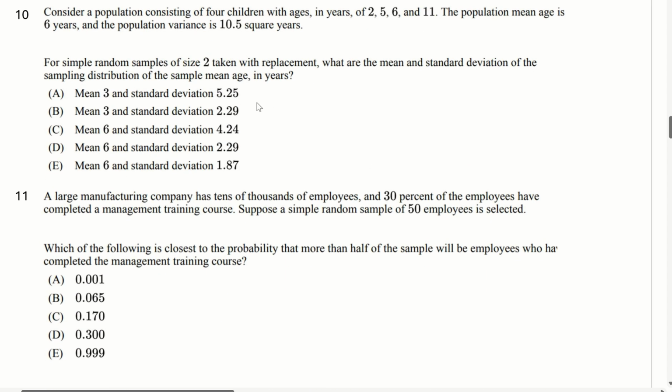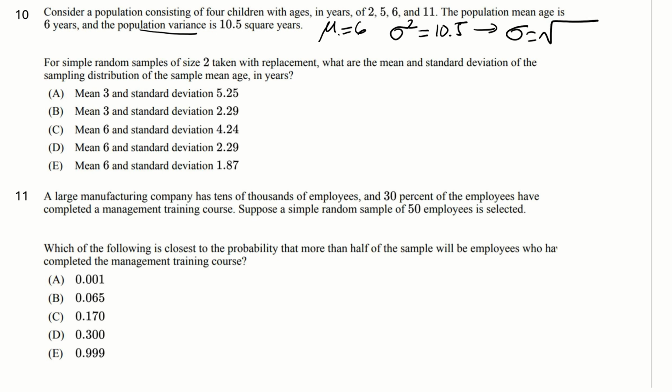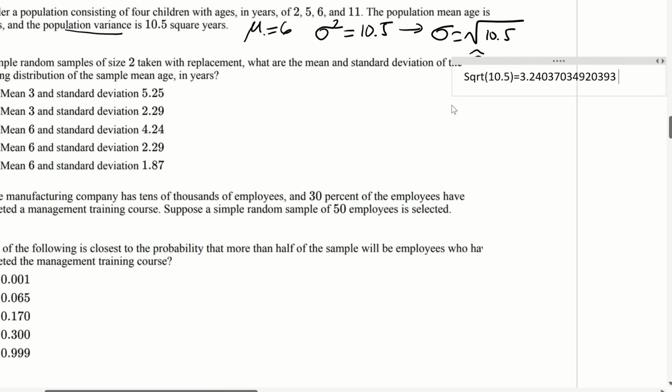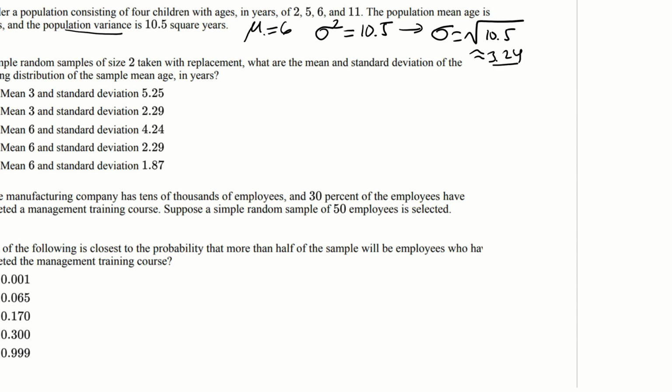All right, so number 10. Consider a population consisting of 4 children with ages in years 2, 5, 6, and 11. The population mean age is 6 years, and the population variance is 10.5 square years. This is the population variance, so be careful there. So the mean is 6 and the population variance is 10.5. Let's find the standard deviation. It's the square root of 10.5, which is 3.24. So that's the standard deviation.